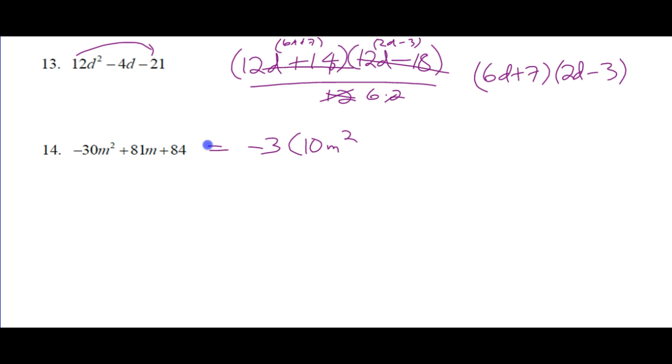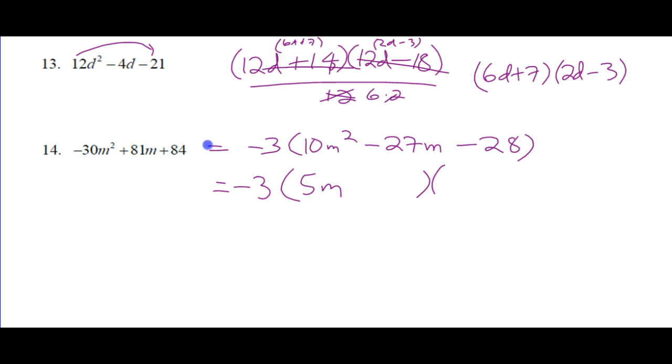Okay, what do we got here? So this will be 10m squared minus 27m minus 28. Okay, now check that, because if you got this wrong, then guess what? Everything below this will be wrong. So negative 30m squared plus 81m plus 84. Okay, cool. So now I just got to factor this.